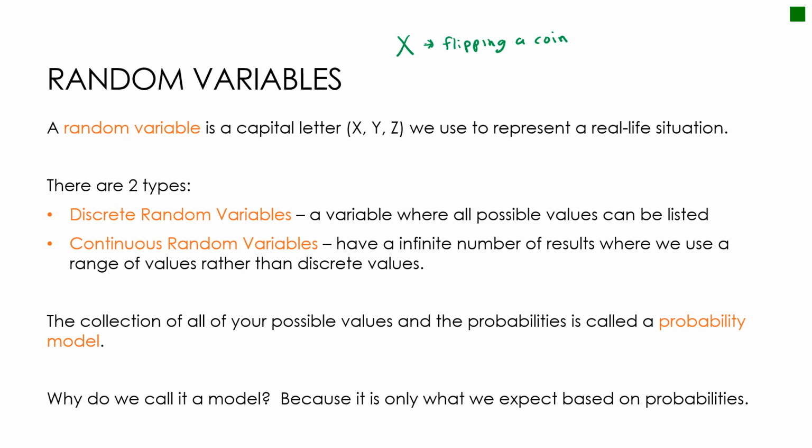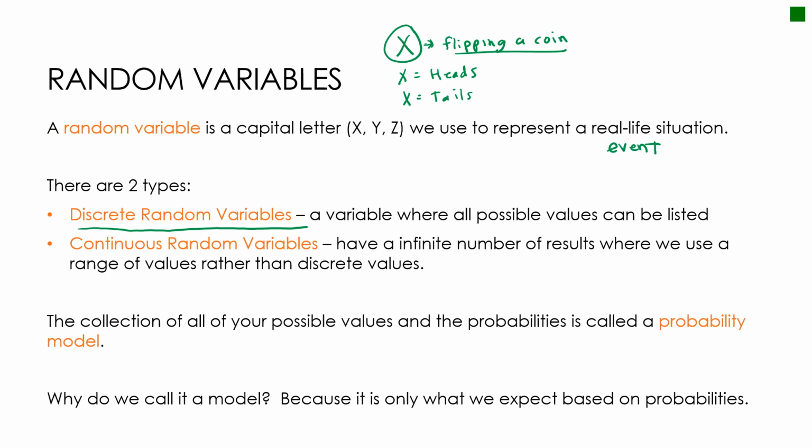And so what are the outcomes that X could be? So X could be heads and X could be tails. And so the big X just represents what the situation is. It's a real life situation. It is an event that is occurring. And then what we're going to do is look at all of the different outcomes in the sample space that create that event. So to this point, we've looked only at discrete random variables.